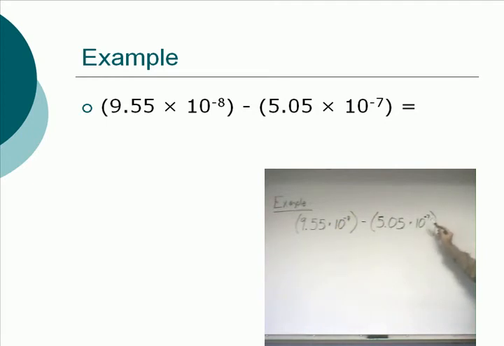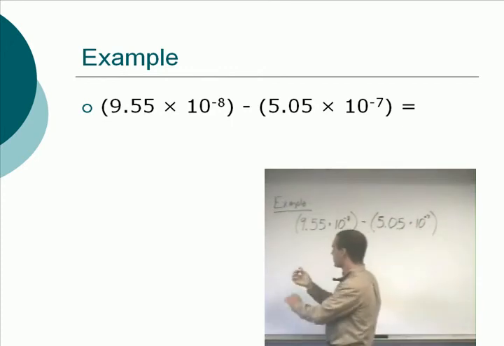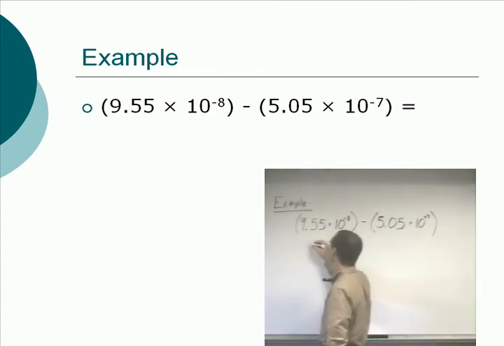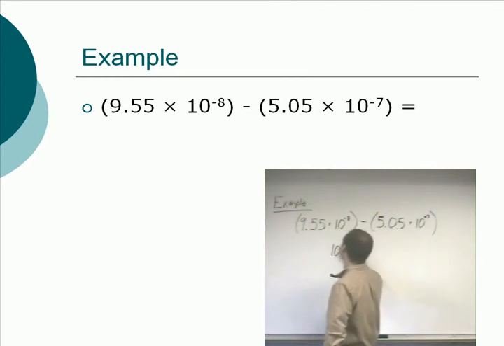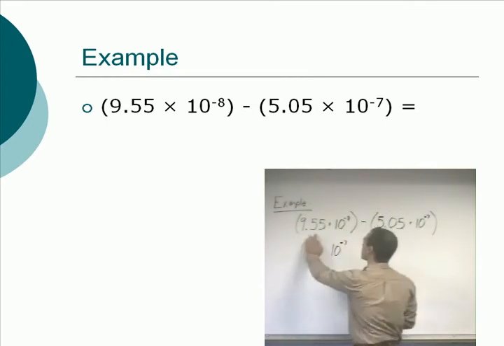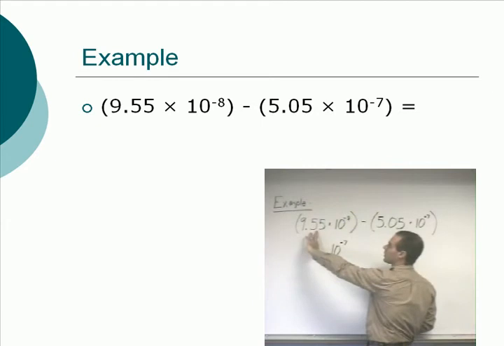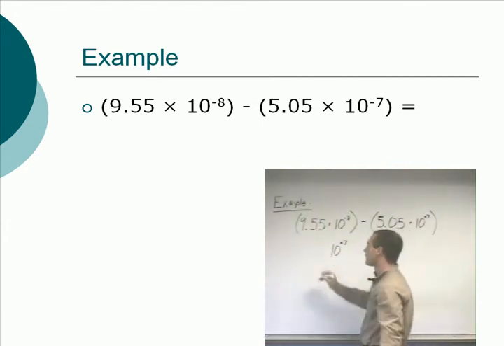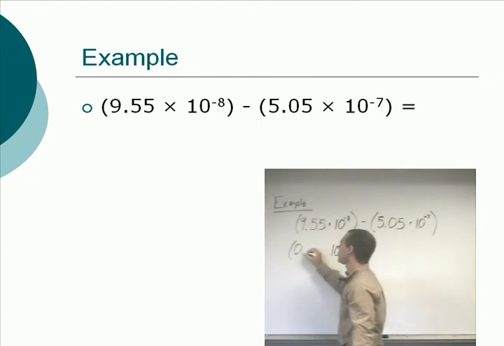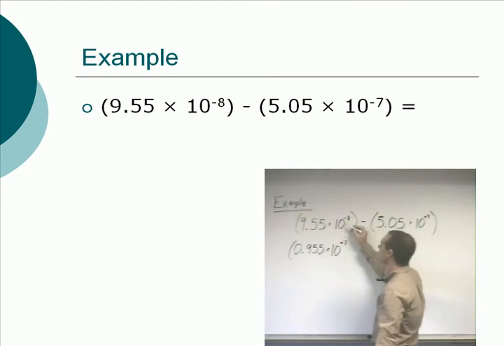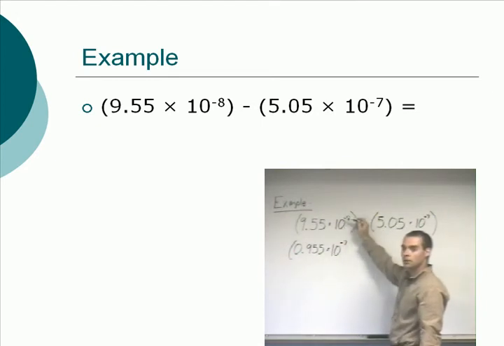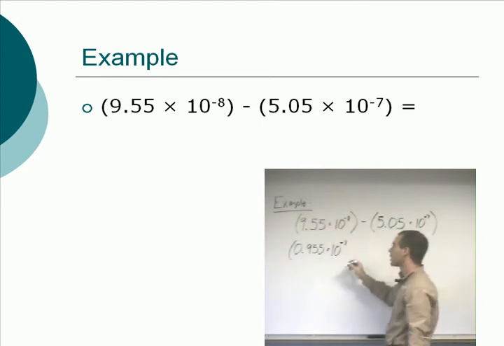Let's make them negative 7. That's the greater of the two, and so we should avoid that last step of putting it into scientific notation. So this one has to become 10 to the negative 7th. That'll make the coefficient what? 0.955. Because we're making the power of 10 larger, the coefficient must get smaller.